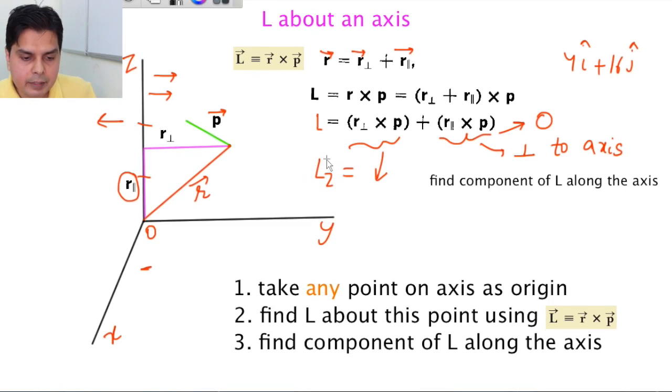So this Lz, that is the Z component of L or the component of L along the axis, does not depend upon this R parallel. Why? Because this R parallel cross P will give something, but that something will be perpendicular to this axis. So it is not going to make any difference to my Lz.